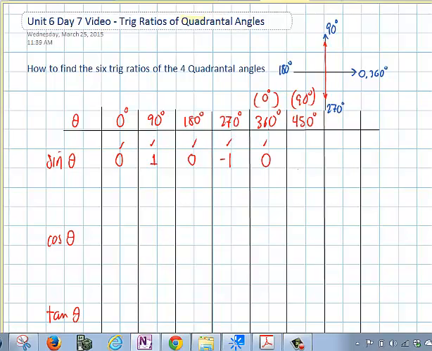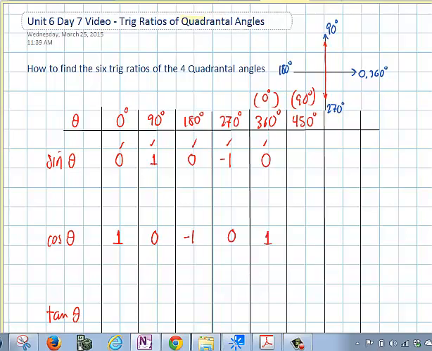The cosine ratio, for starters, is 1 at 0 degrees, when sine is at 0. And then when you get to 90, the cosine ratio goes to 0. Then it goes down to -1. Then the cosine ratio at 270 is at 0 again. And then it returns back to its original value from 0 degrees when it gets to 360, and is at 1 again.